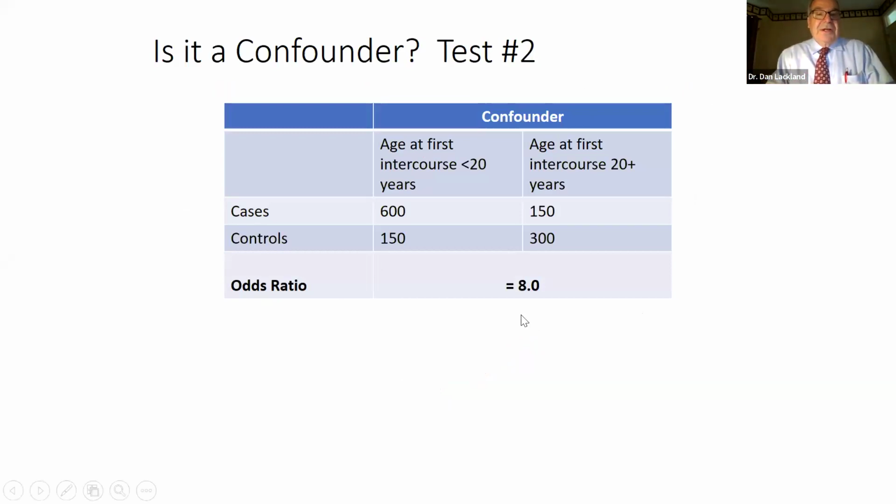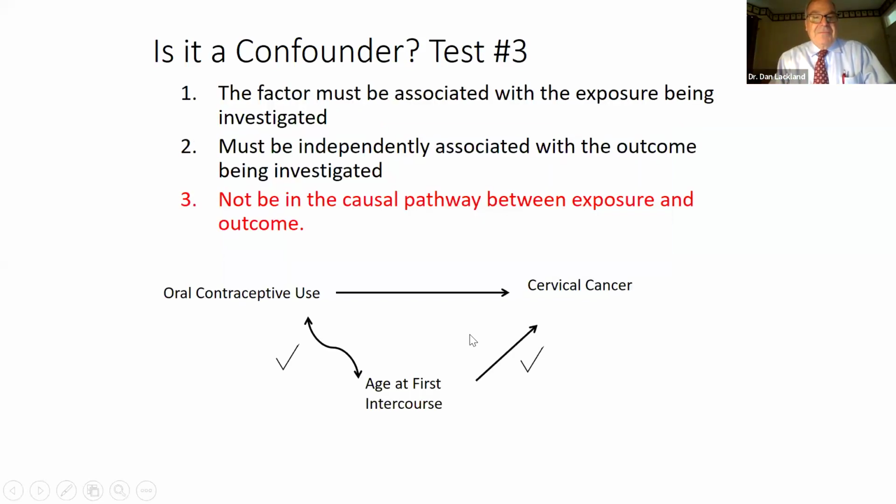What we're seeing here is an odds ratio of 8, meaning that if age at first intercourse is less than 20, there is an odds ratio of 8 times greater risk of developing cervical cancer compared with those individuals that were 20 years and older. I think it really is quite evident. We see this association. We now have another check mark, age at first intercourse and cervical cancer.